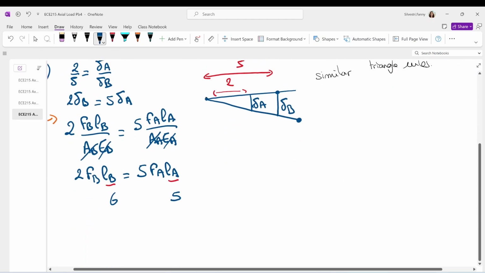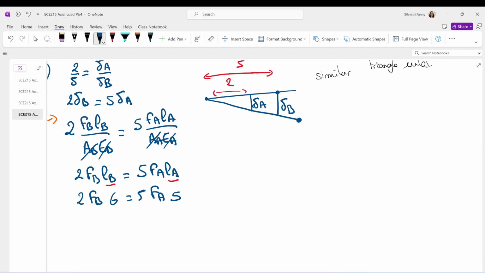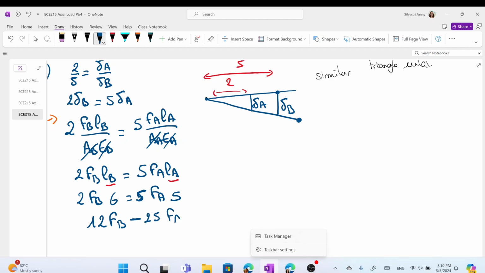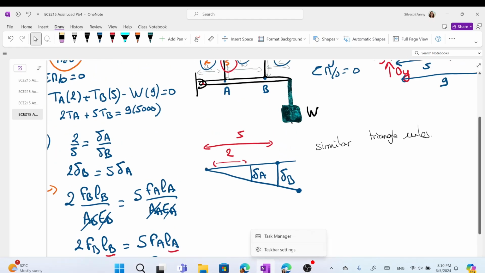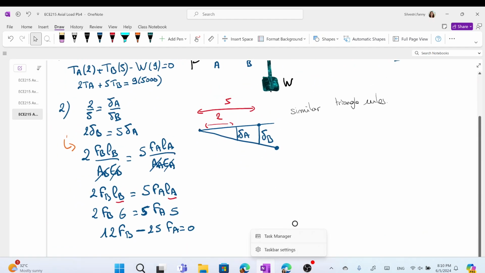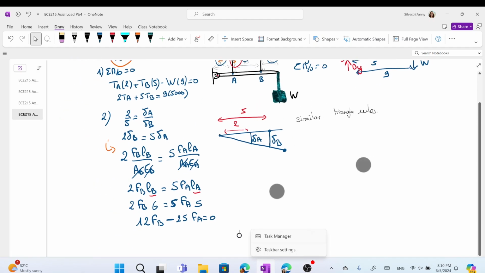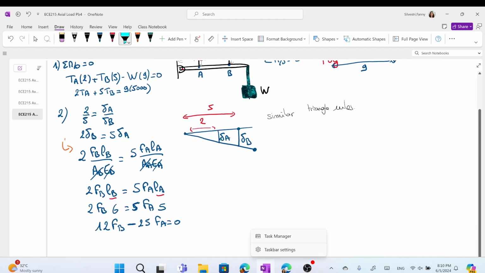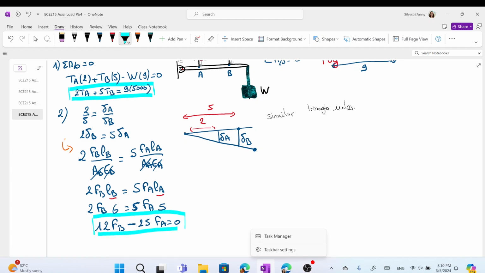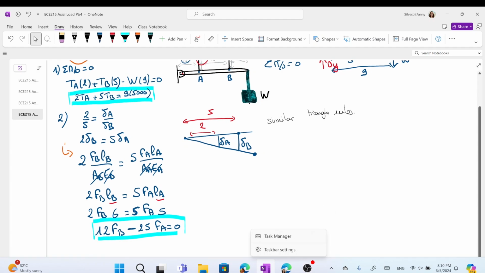So we have 2 times 6, so 12 FB, minus 25 FA equals 0, moving this unknown to the left. And this is our second equation. So let me highlight them there. We have this first equation there, and this second equation.